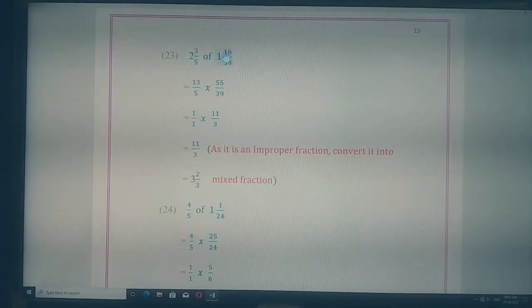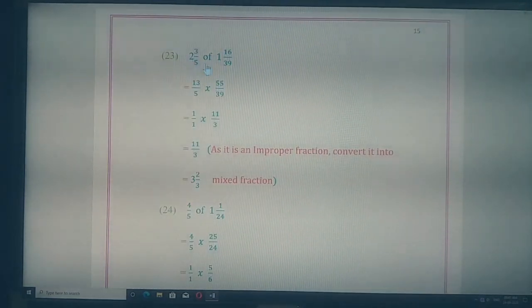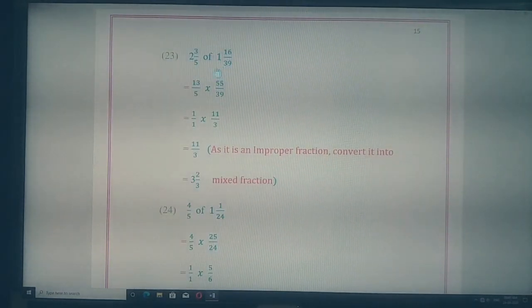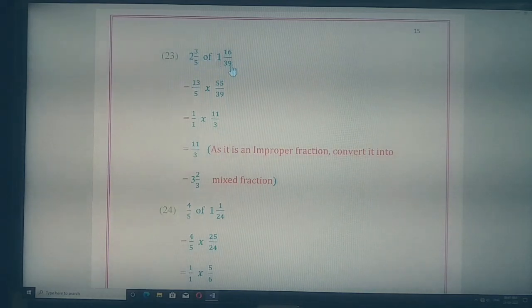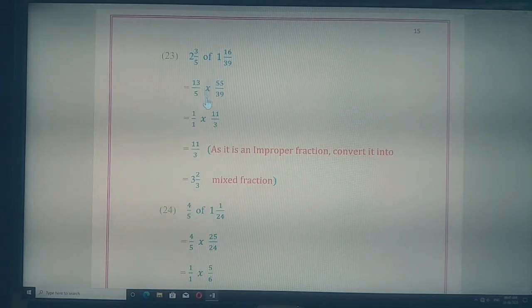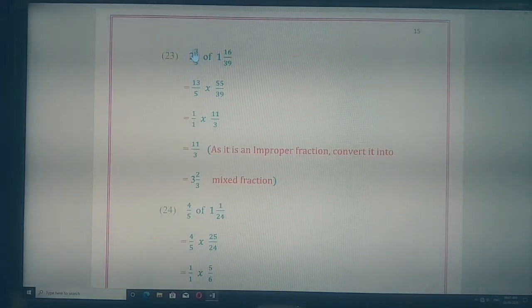We go to another example where a mixed fraction has to be solved and its 'of' function is removed with another mixed fraction. Example number 23: 2 integer 3 upon 5 of 1 integer 16 upon 39. The 'of' function means multiply, or 'of' represents multiplication. So first, before solving, we have to convert the mixed fraction into a simple fraction or improper fraction.